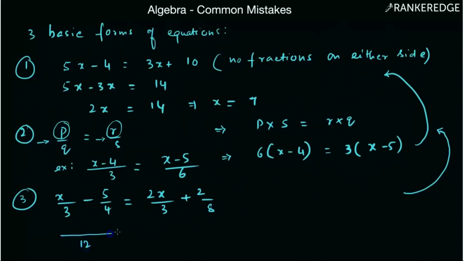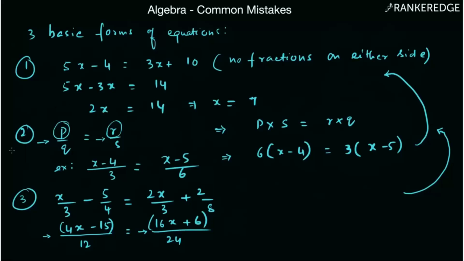12 is the LCM. This will become 4x minus 15 is equal to 24, 16x plus 6. Now this is in the form of P by Q is equal to R by S, where this division symbol is for this entire 4x minus 15, and this division symbol on the right hand side is for the entire numerator on the RHS. Okay, so now this is in the form of P by Q equal to R by S, so I can do cross multiplication and then solve.